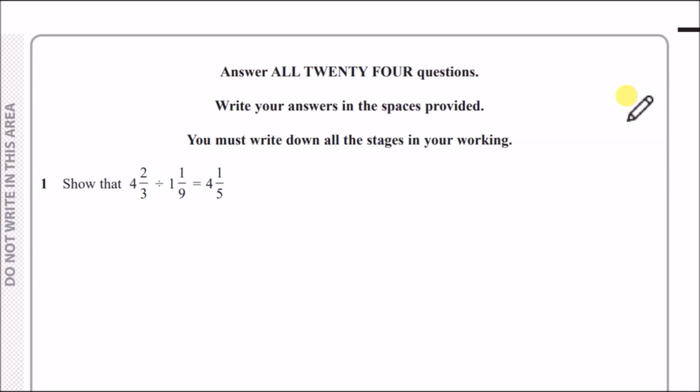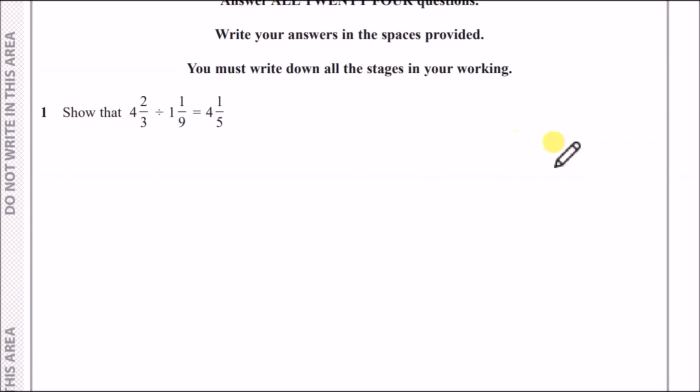Number 1. Show that 4 2/3 divided by 1 and 1/9 equals the right hand side. For these kind of show that questions, when it comes to any fraction problem, the trick is to rewrite the mixed fractions as improper fractions. And this is how we do it.